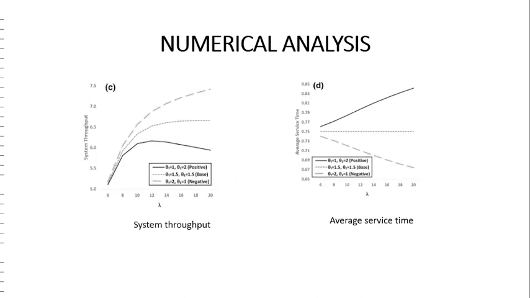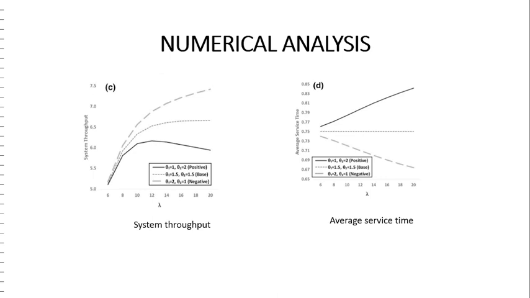And graph C is the system throughput. Here also we can see that the number of customers receiving service is lowest under the positive and highest under the negative system. So the positive system throughput is first increasing in the arrival rate, but is then decreasing after some threshold arrival rate. So it's clear that at the beginning the positive system throughput increases, and at some threshold point it will start decreasing.